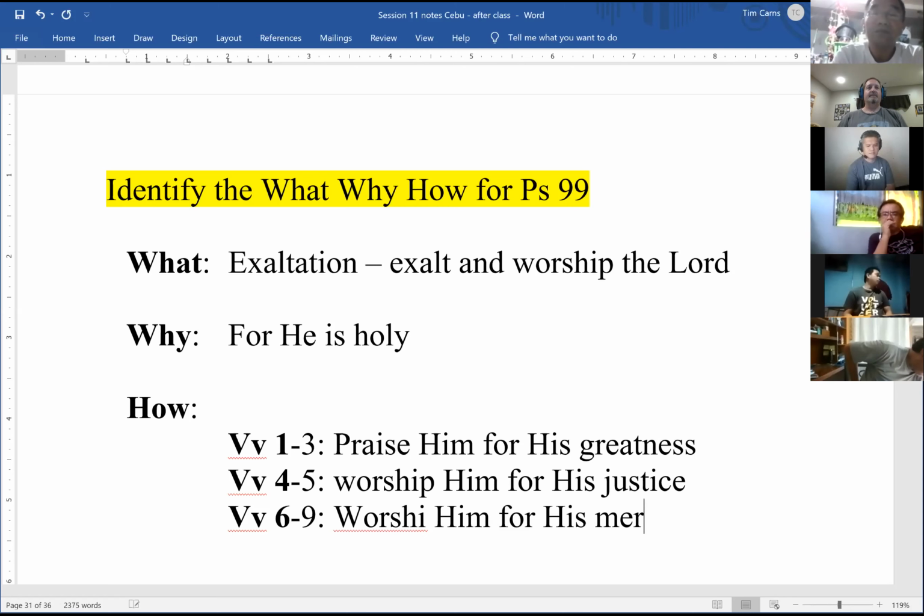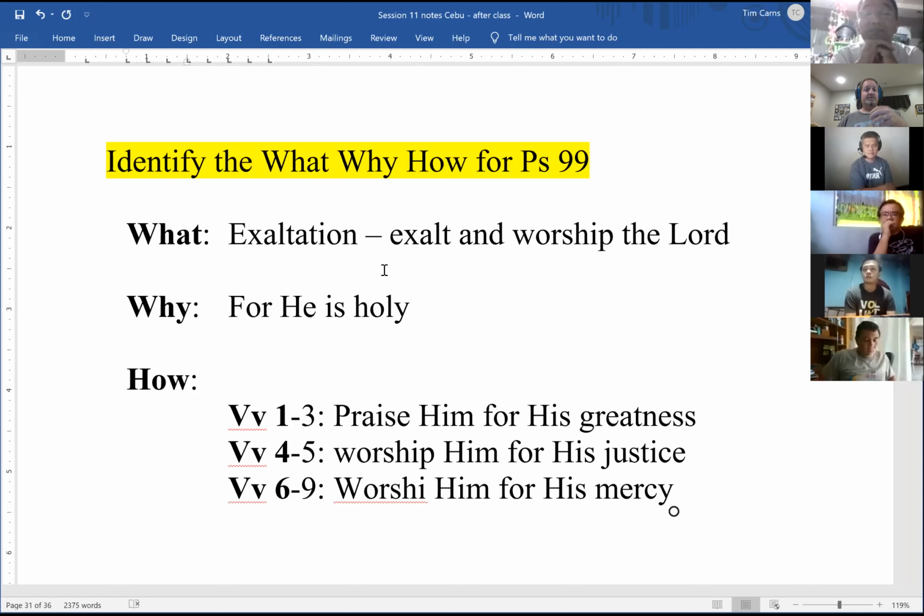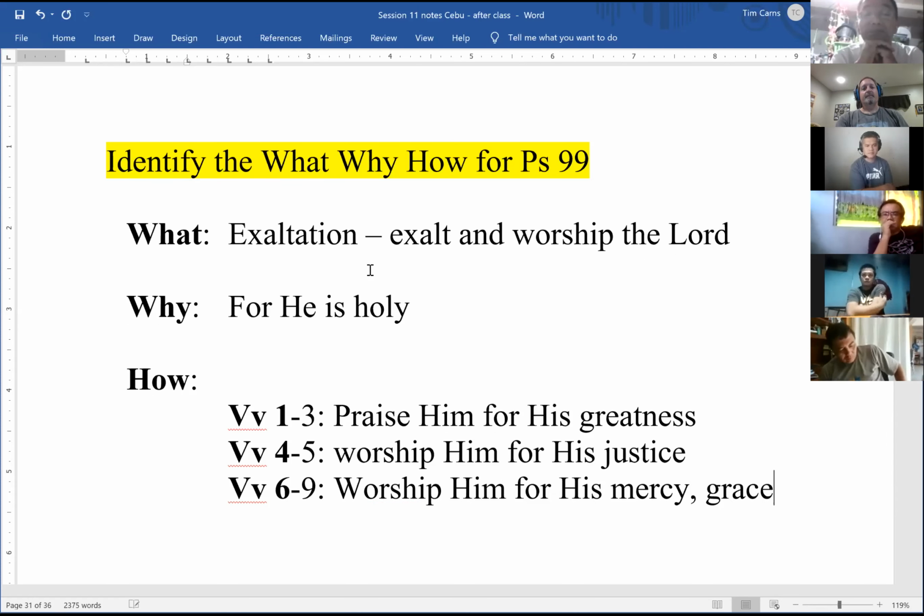Something like that. Okay? We've talked about this before, and I think everything that we've studied continues to point us in this direction. The first 3 verses focus on his greatness. Verses 4 and 5 focus on his justice. And 6 through 9 focus on his mercy, or we could say grace, something like that. Okay?